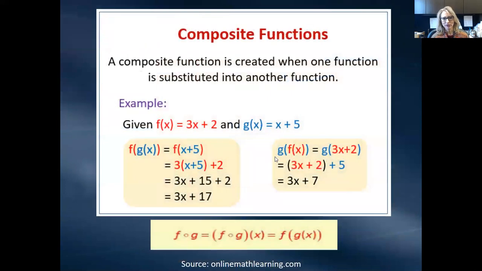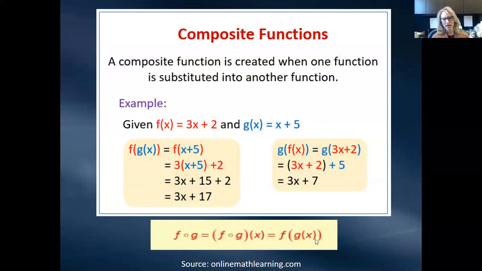The composite of functions is created when one function is substituted into another function. And you've just got to remember to always start with what's on the inside of the parentheses. It can be written like this, f of g of x. That's the most common way it's written. But the first time I saw it written another way, it really threw me. I didn't know what I was supposed to do. But that's just another way to write the composite function.